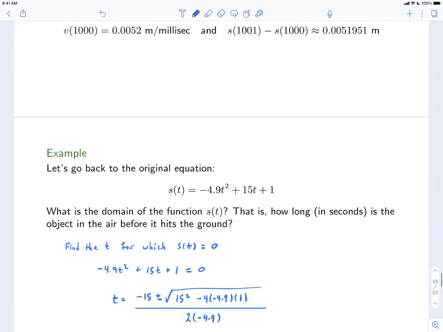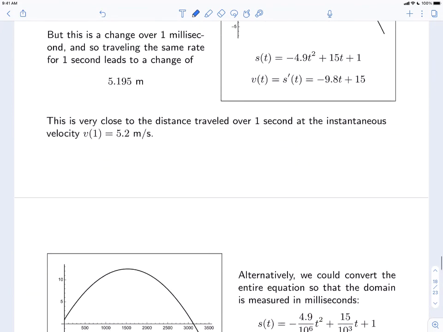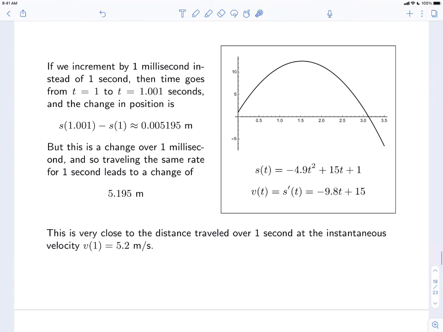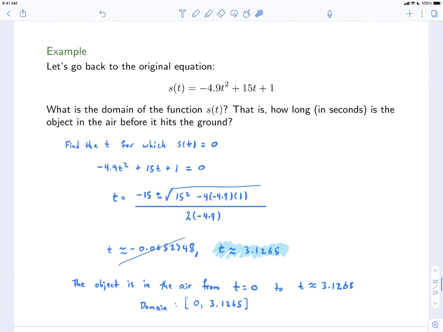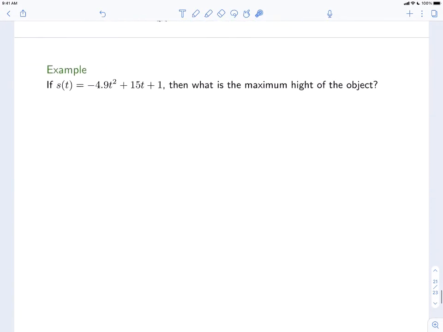And we could guess that from looking at the graph, we could see at least that it was between 3 and 3.5. It looks like just over 3.1. Just over 3.1. And our computations confirm that. Just over 3.1. All right.